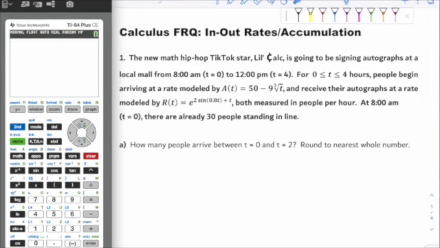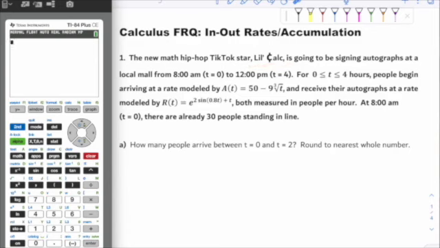So we're going to take a look at all the sorts of classic questions that tend to come along with that, just to give you an idea of what to expect. So here we go. Here is today's problem here. We have the new math hip-hop TikTok star, Lil Calc. I got to keep myself amused here with these word problems.